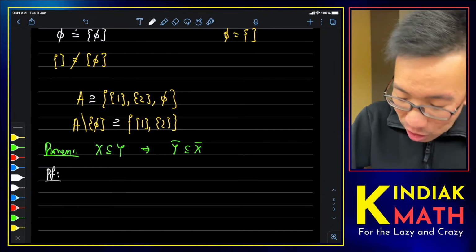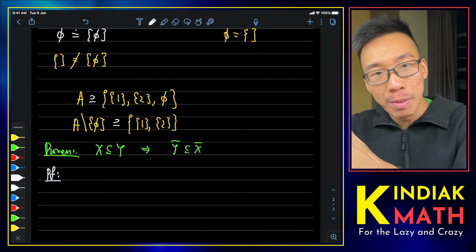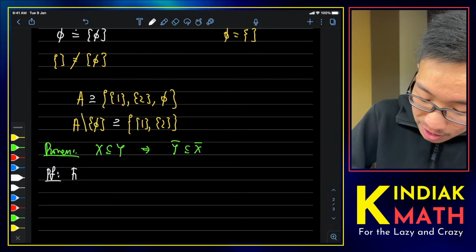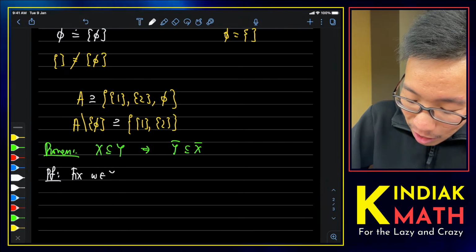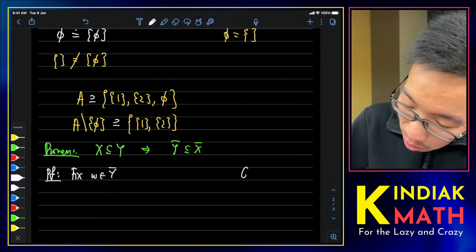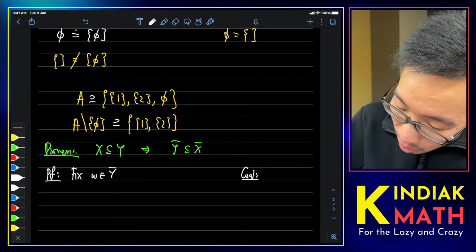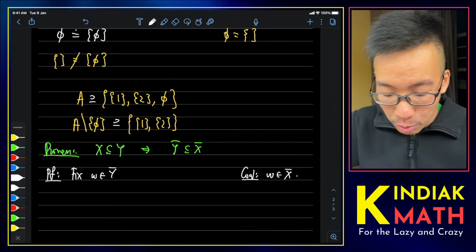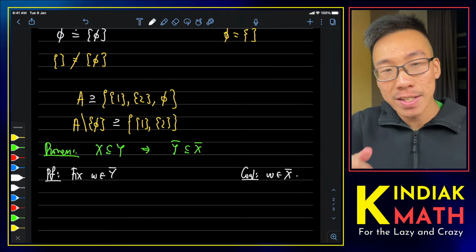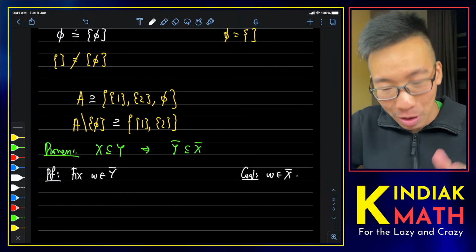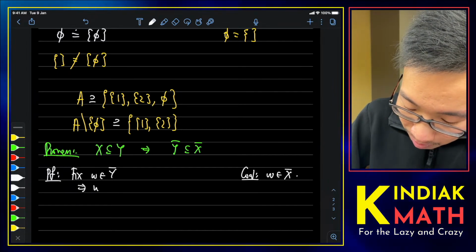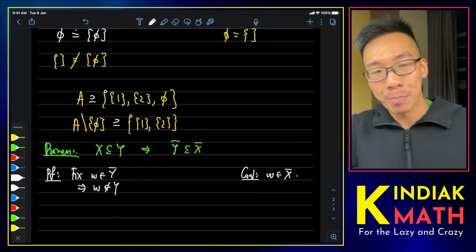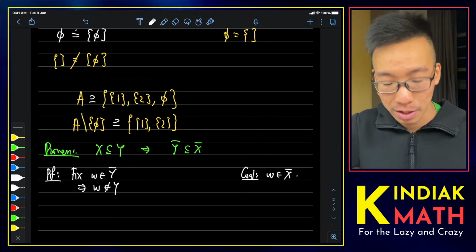Suppose, right, what's the goal? We need to show that Y complement is a subset of X complement, so we're going to fix some element W inside Y complement, and the goal is to show that W is in X complement. Well, if W is in Y complement, then this tells us that W is not in Y.